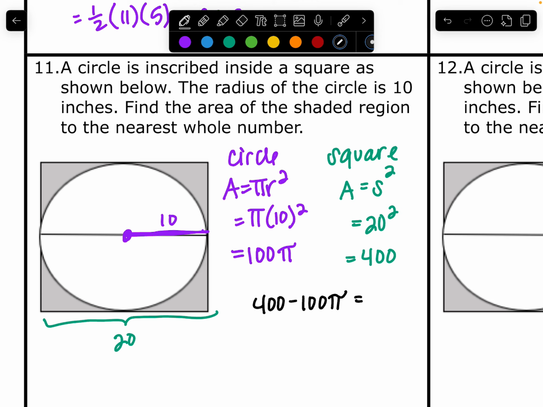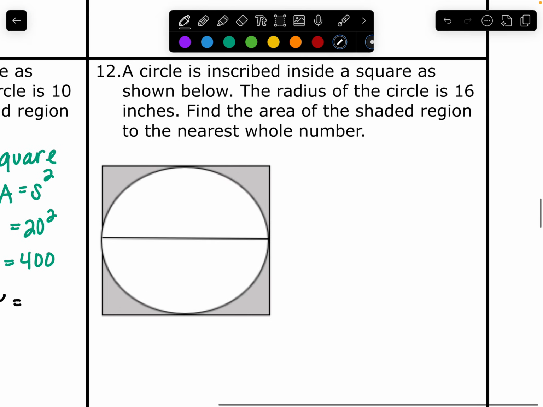And we're rounding to the nearest whole number. And that's going to give us 86 when we round it. Go ahead and try number 12.